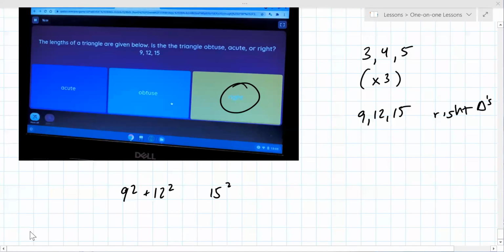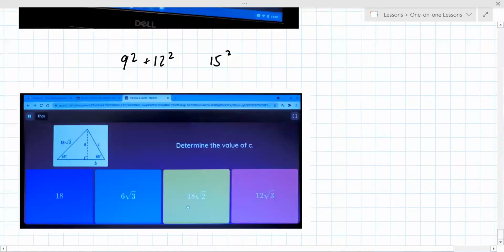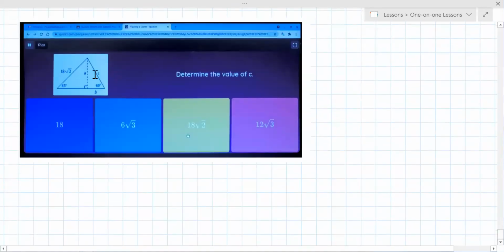All right, snipping it in. Okay, determine the value of C. So C is over here. C is part of this triangle on the right. We have some information about the triangle on the left. It's a 45, 45, 90 triangle. What that means is that if A is here, this is also A. And 18 square root 2 is the hypotenuse.